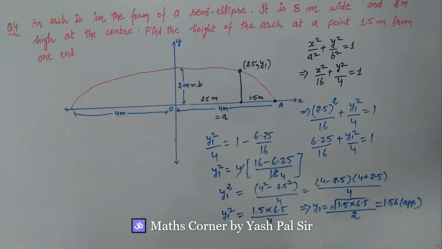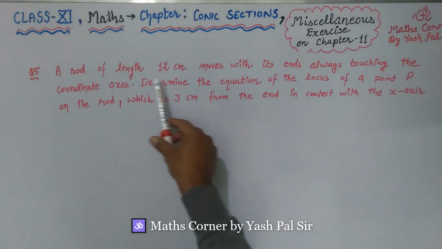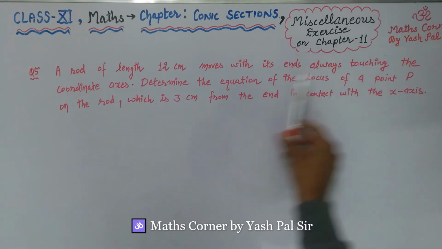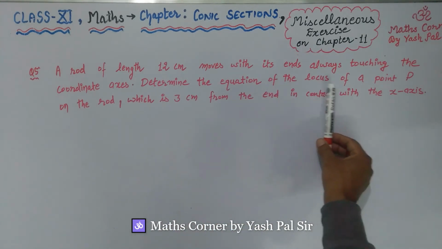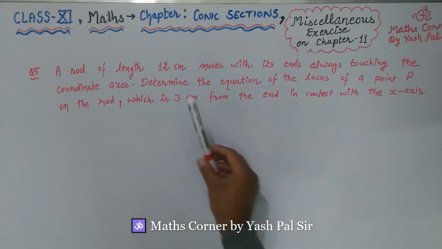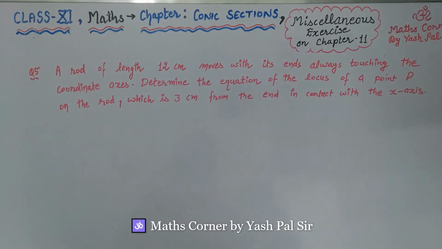Now let us have the next question. The statement of question number 5. A rod of length 12 cm moves with its ends always touching the coordinate axis. Determine the equation of the locus of a point P on the rod, which is 3 cm from the end in contact with the x-axis.